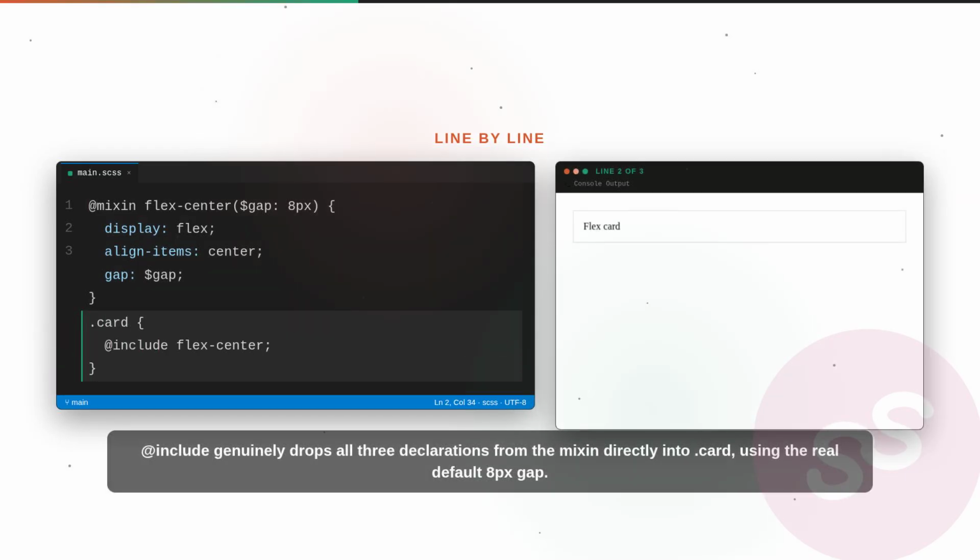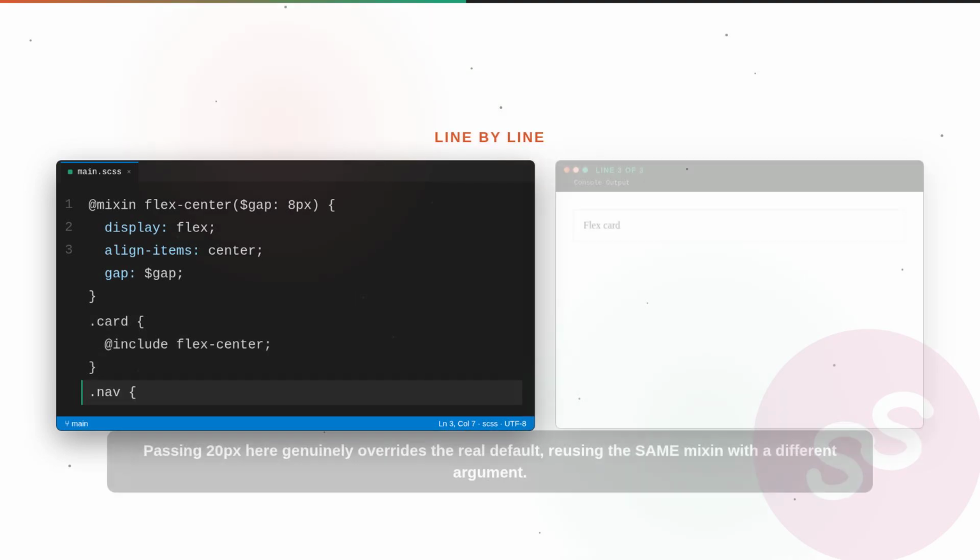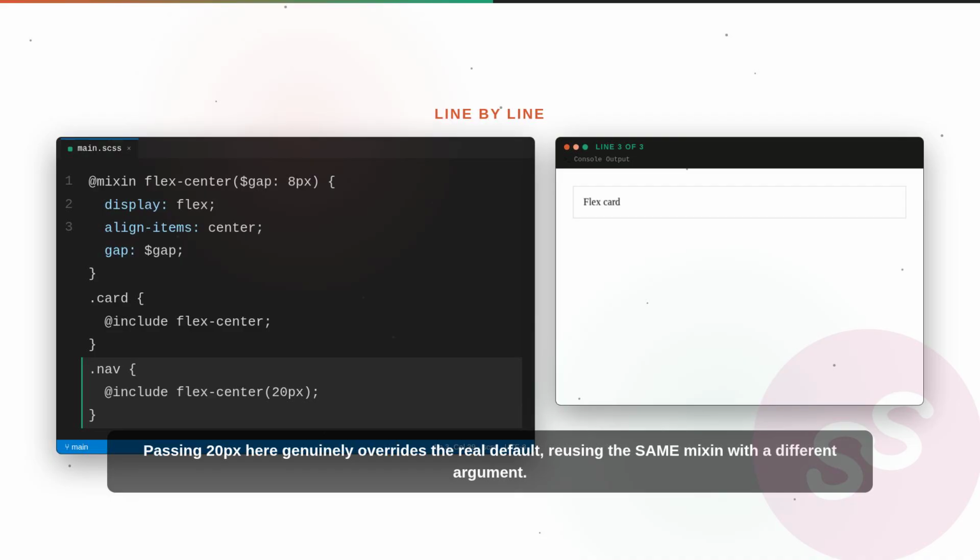@include genuinely drops all 3 declarations from the mixin directly into .card using the real default 8px gap. Passing 20px here genuinely overrides the real default, reusing the same mixin with a different argument.